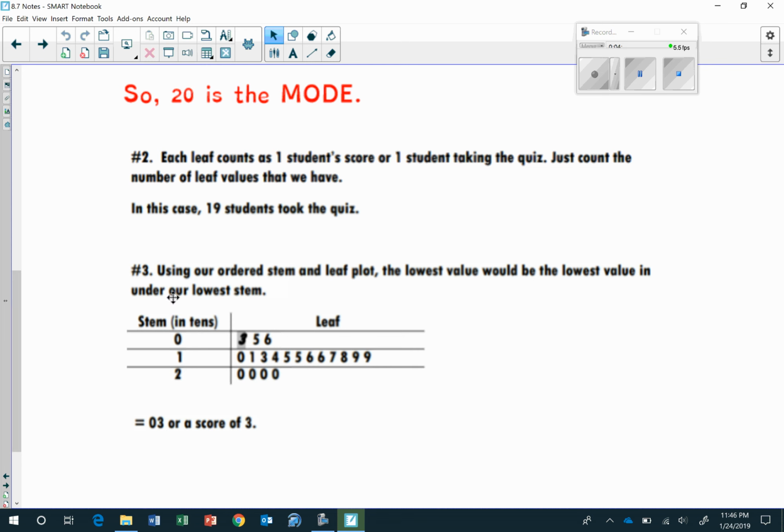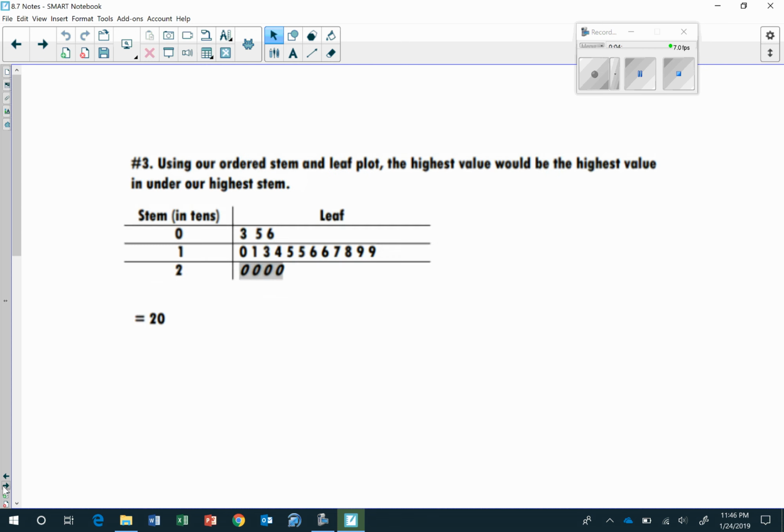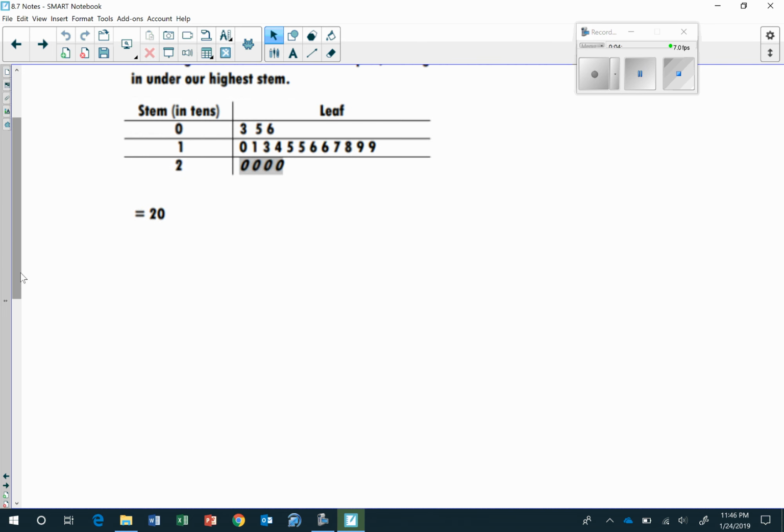Okay, in this example, you can really easily see what the lowest stem is. It's just going to be the first one, 3. In example number 2, you can tell that 19 students took the quiz because that's how many leaves there are. And then you can also see the highest number, which would be 20, because 0 is our furthest leaf along.